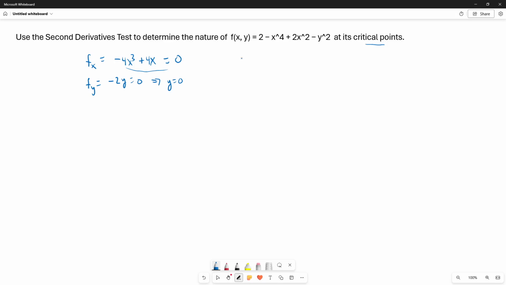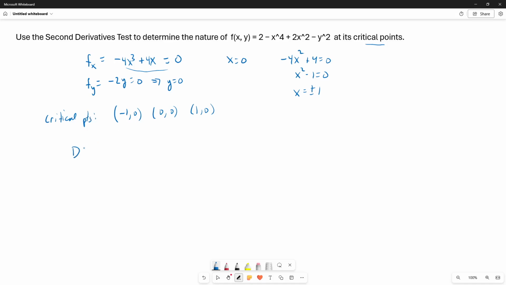And now let's solve the f sub x equals 0 equation. x equals 0 is one solution. And then if x isn't 0, we could divide it out, and we get -4x^2 + 4 = 0. We could divide out the -4, and that's x^2 - 1 = 0. So x equals plus or minus 1. So there are 3 critical points. At all 3 critical points, the y coordinate is 0, and the x coordinate is 0, 1, or -1. So we have (-1, 0), (0, 0), and (1, 0). These are the critical points.